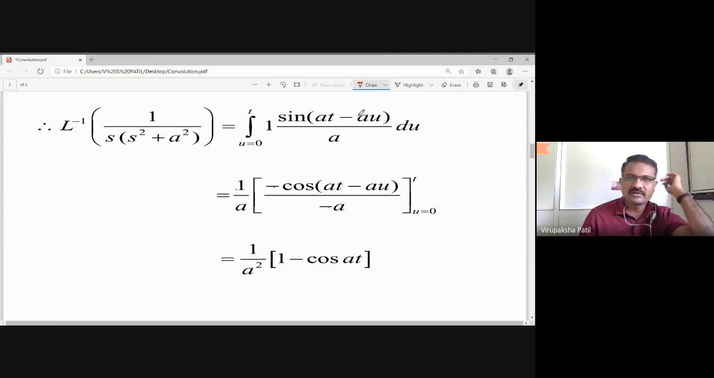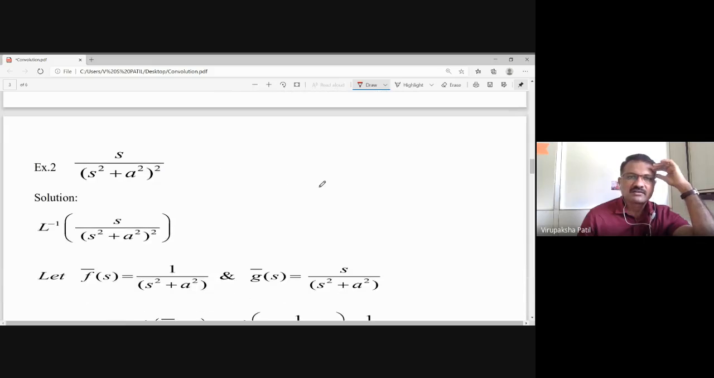Okay. The next example is to find the inverse Laplace transform of this function using the convolution theorem. So your function is s divided by s square plus a square, whole square. Is it possible to use any other method here, the previous methods which you have learned? No, it's not possible. Of course, you can use the partial fraction method, but it is a repeated factor, that too a non-factorable repeated factor. So it becomes very, very difficult to use the partial fraction method.